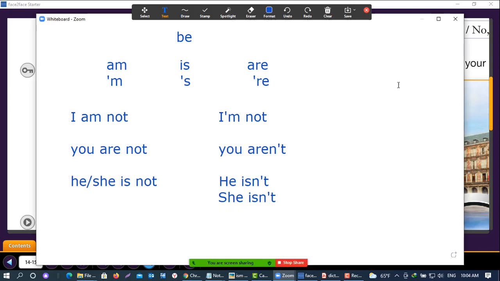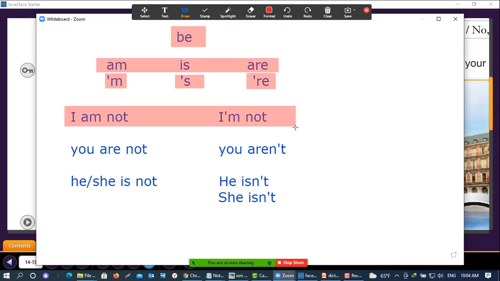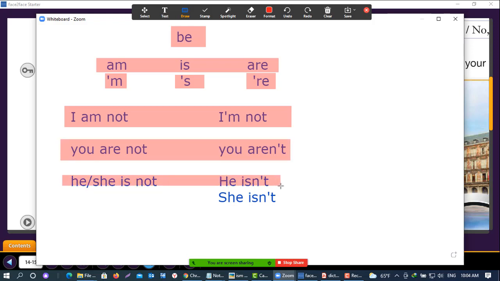Okay, so here we have the verb to be: am, is, are, and the contraction. Contraction means الاختصار. So, I am not: I'm not. You are not: you aren't. He is not: he isn't. She is not: she isn't.